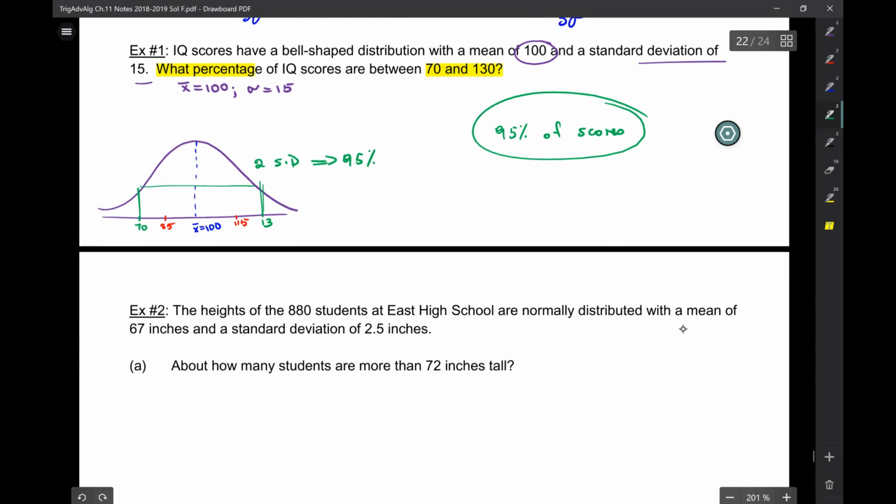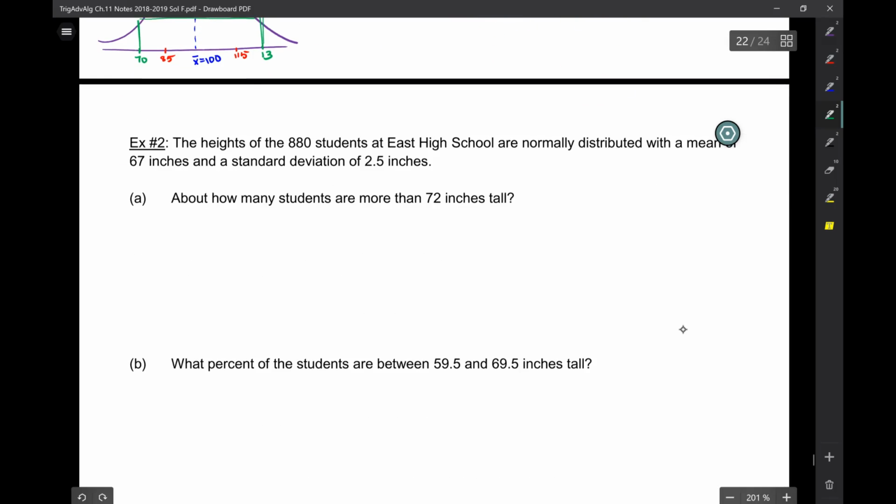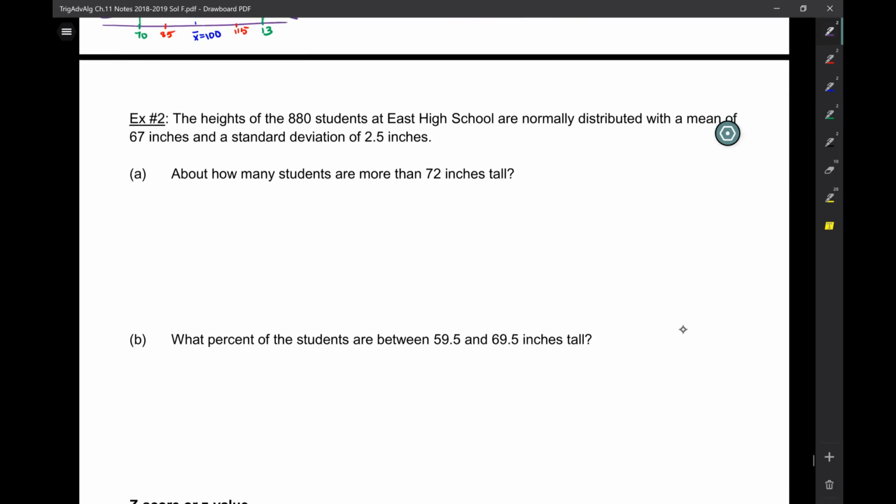So you've got to know the numbers. 68, 95, 99.7 in order to go from there. All right, so let's take another one. The heights of 880 students at East High School are normally distributed. Normally distributed means it's got a normal distribution. Mean of 67 and a standard deviation of 2.5. About how many students are more than 72 inches tall?